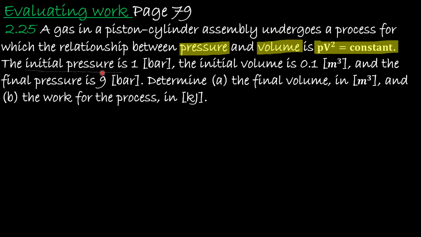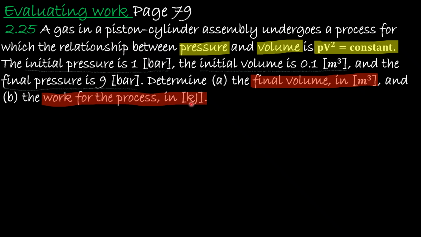The initial pressure is 1 bar. The initial volume is 0.1 cubic meter. And the final pressure is 9 bar. Determine the final volume in cubic meters, and the work for the process in kilojoules.